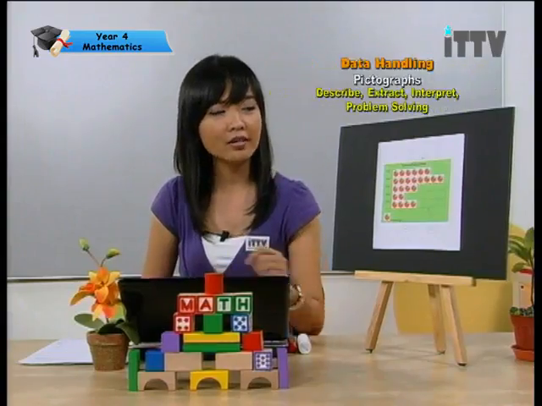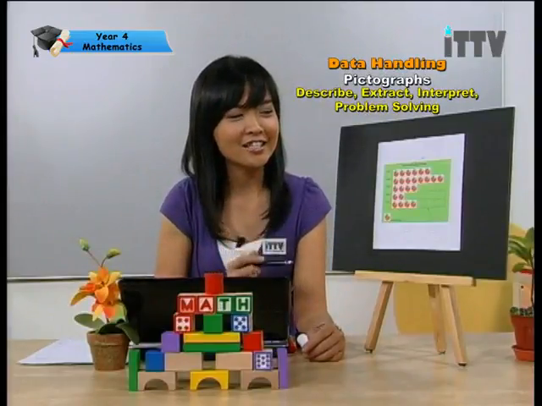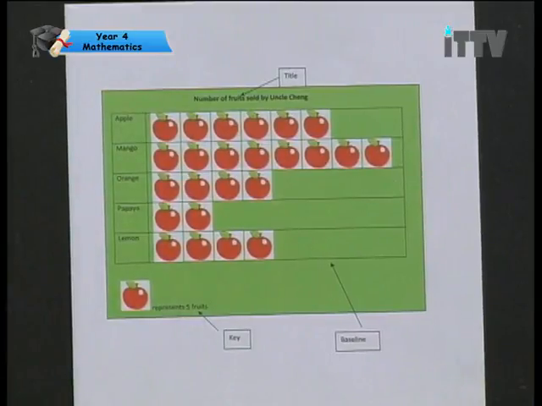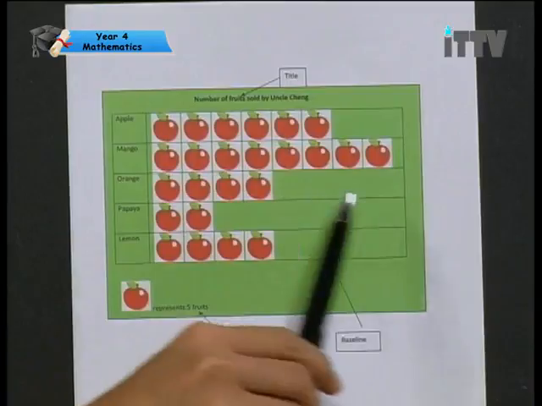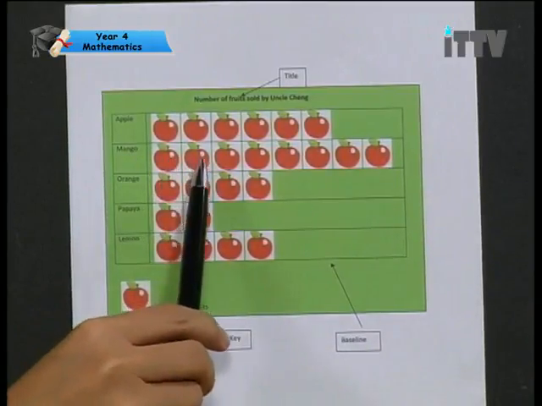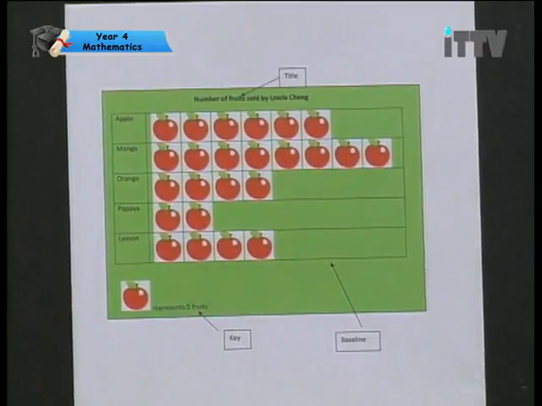Alright, let's take a look at our pictograph. Now, I've given you the hint just now. Which fruit was sold the most? We look at the most number of pictures. It will be mango, right? Mango has 1, 2, 3, 4, 5, 6, 7, 8. 8 pictures. From the key, we know that one picture represents 5 fruits.